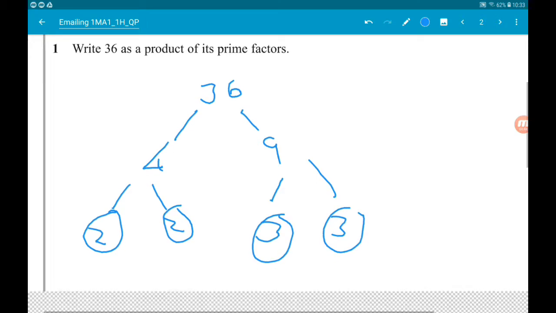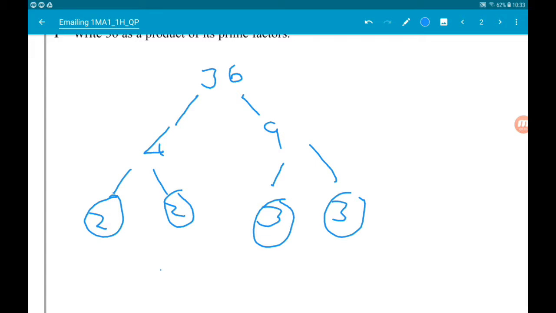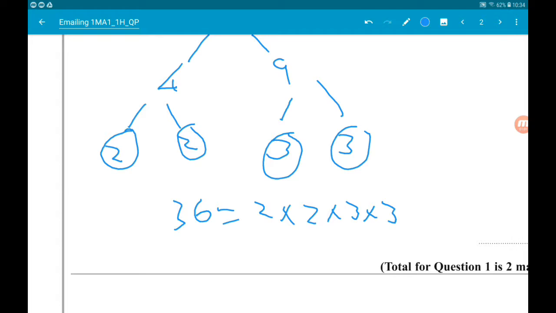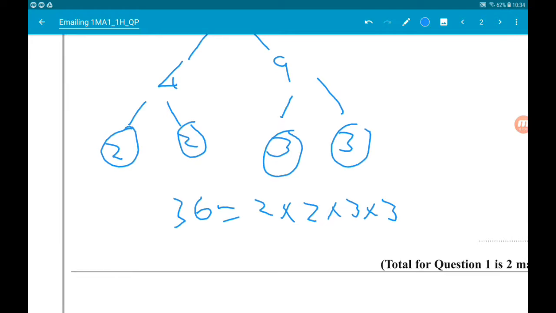So we can say that 36 is 2 times 2 times 3 times 3. Which would be fine here because they didn't ask for it in index form, but we can clean that up as 2 squared times 3 squared.